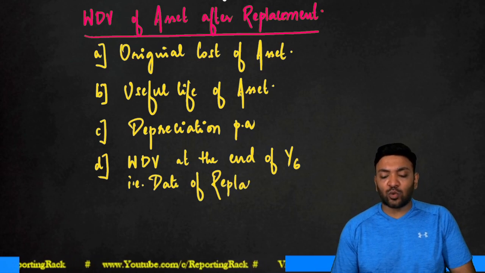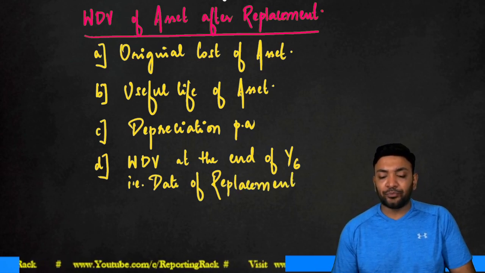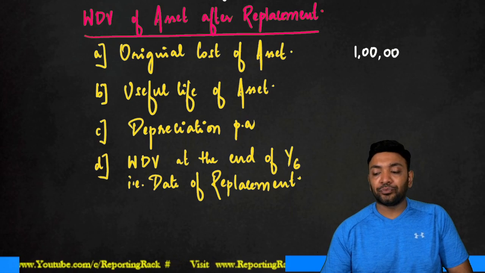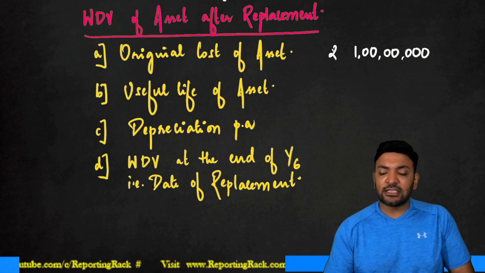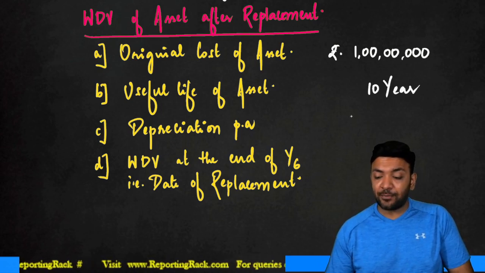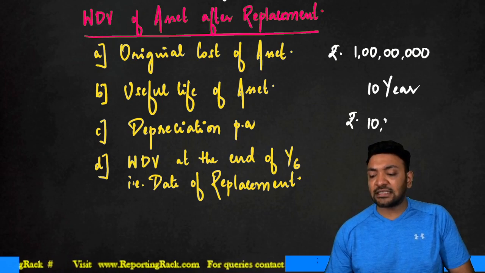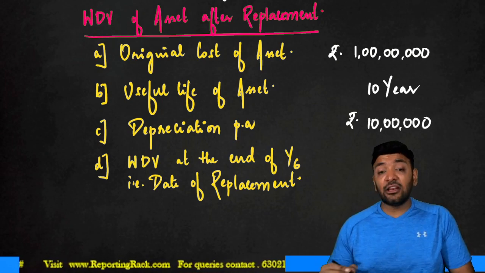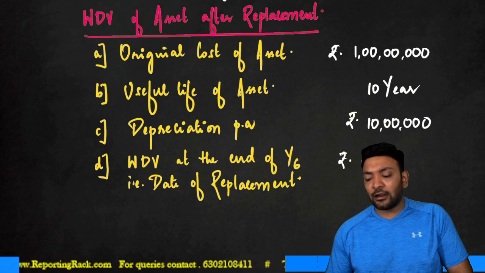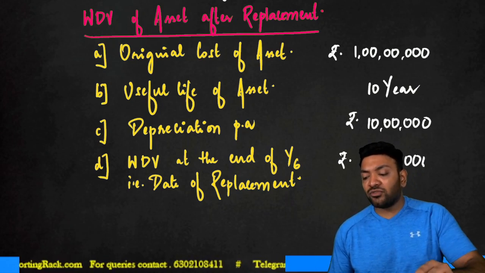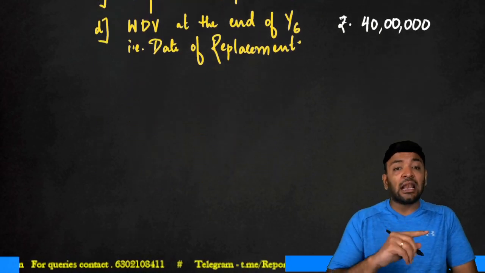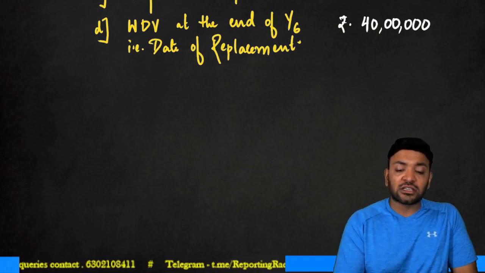Before all this happens, what was the WDV of the asset? What is your original cost of the asset? 1 crore, correct? What was its useful life? 10 years. That means what is the depreciation per annum? The per annum depreciation is 10 lakhs. Like that you have depreciated for 6 years, 60 lakhs. So what is the remaining WDV? 40 lakhs. Out of this 40 lakhs, which is the WDV at the end of year 6, I am charging a certain amount to P&L and I am capitalizing a certain amount to the cost of the asset.